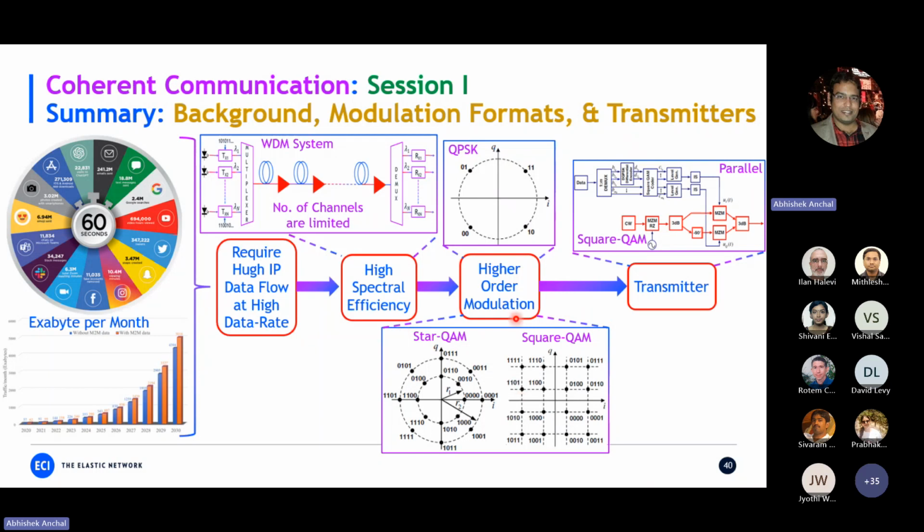Then we discussed how to generate this modulation format, with serial and parallel transmitters. The parallel transmitter is preferable because it creates less chirping, and less chirping is important for the nonlinear performance in the network. So, till the last session, we discussed what the higher order modulation formats are and how they can be generated.